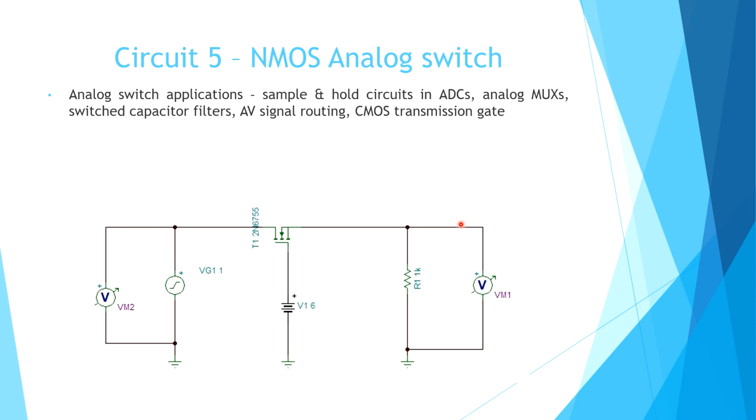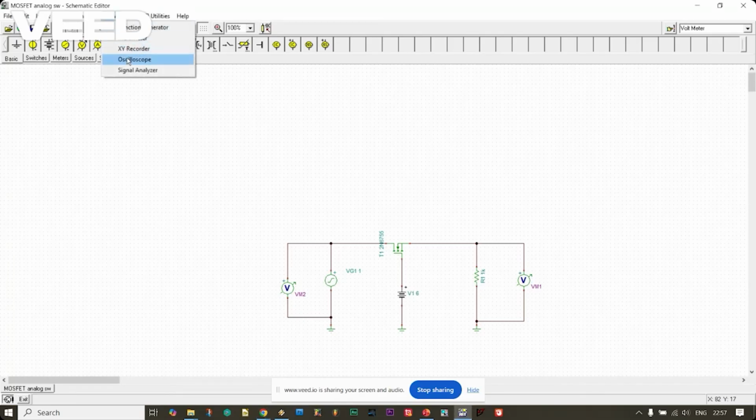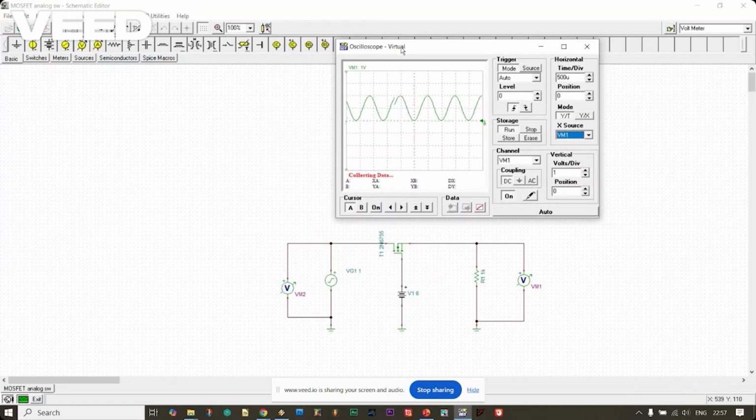Okay, so now let us see the simulation circuit. So this is the analog switch circuit. Here I give a triangular, sinusoidal signal. So let us see when the gate voltage is 6 and the load is a resistive load of 1K. Okay, so now let's see the waveforms. So this is the output waveform. See here, this is the output waveform. Let's see the input waveform. It is the same as the input waveform.